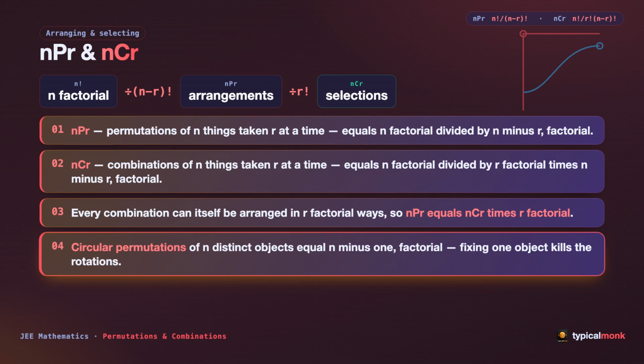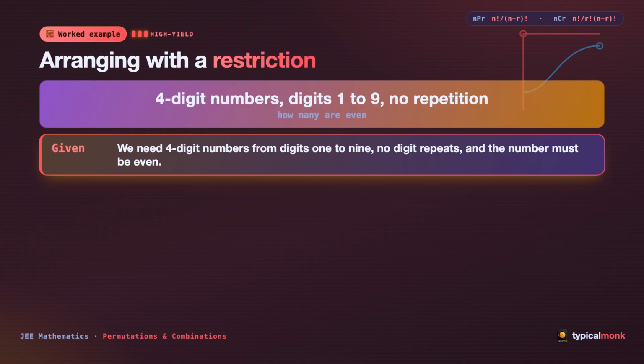And fourth, circular permutations, arranging n distinct objects around a circle gives n minus 1 factorial, not n factorial, because fixing one object removes all the repeated rotations. John should treat this list as one family of formulas, not 4 separate ones to memorize. Time to solve a full problem together. Slowly, the monk's way. How many 4-digit numbers using the digits 1 to 9 without repetition are even?